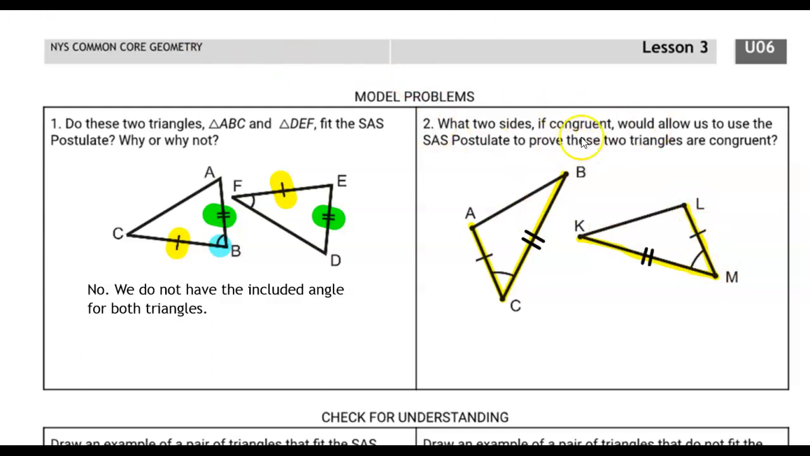Let's answer the question. What two sides, if congruent, would allow us to use the SAS postulate to prove that these two triangles are congruent? Well, it looks like it's side BC and side KM. And we write it out like this: BC is congruent to KM.